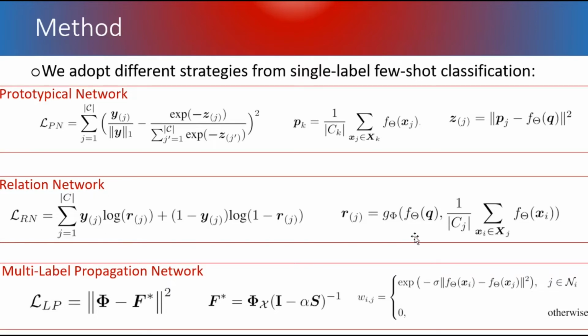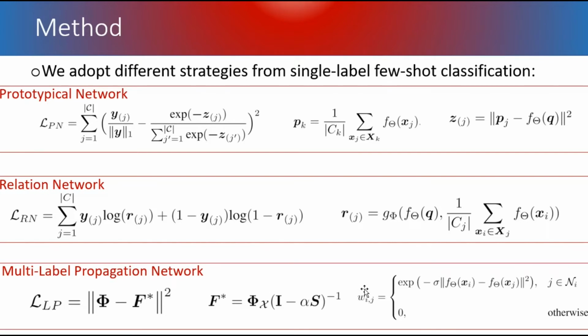For relation network, we have a relation module here that compares the query embedding and the prototypes. Here we apply binary cross entropy because this relation module will produce 1 or 0 in the end. For multi-label propagation network, we create the graph that contains similarity between instances in our support set. And we also calculate the label propagation here. We apply mean squared error between the real label and the prediction that we have through label propagation.